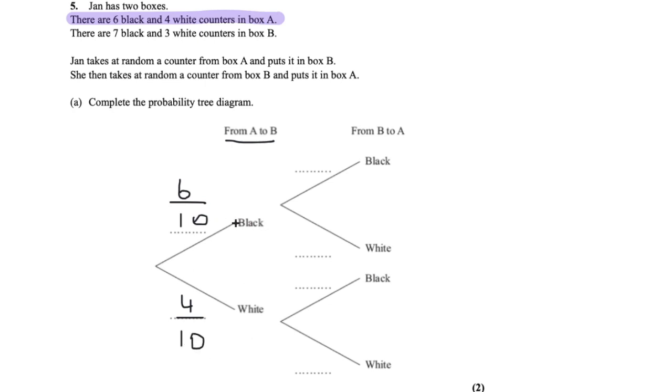Now, if she takes a black counter and puts it in B, I think the first thing we need to work out is how many would we have in total in B. So at this point in B, we would have 7 plus 3 plus our 1 from A, so we'd have them all out of 11. And so we've picked a black one here. We'd usually have 7 black, but we've added a black one, so that's 8 out of 11. And this one will be 3 because the white's not changed. This time we'd have 7 black because we've already picked a white one, and we'd have 4 white. And that would be your answer for the tree diagram.